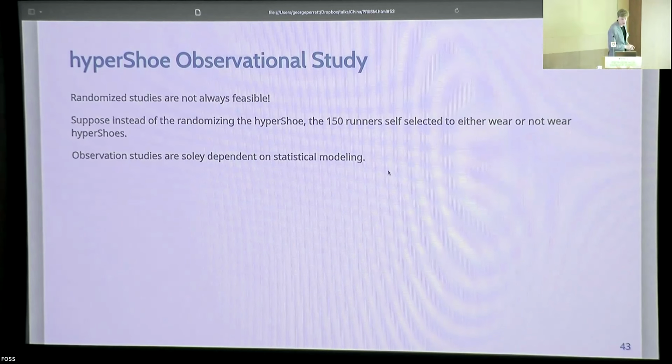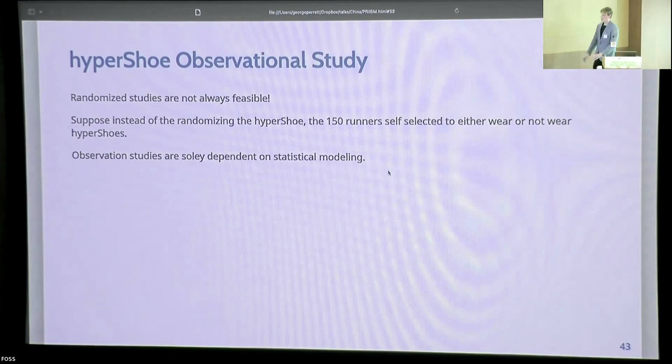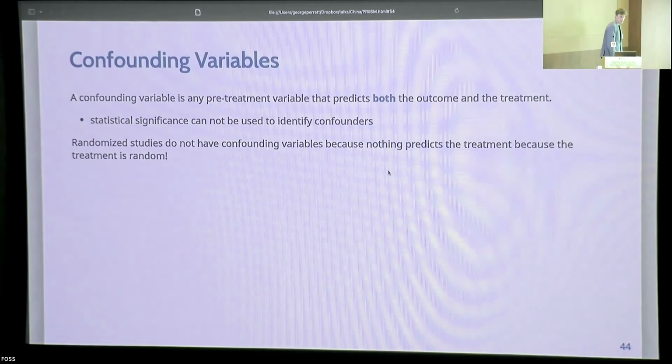Now, when I was talking about randomized studies, I said we use information from the design to get that nice balance property. And then we still use the statistical model. We still fit our difference in means. We still fit our linear regression. Here, the statistical model is going to do all the work for us. We don't have those design properties to help us out. And this is really important because confounding variables enter the equation.